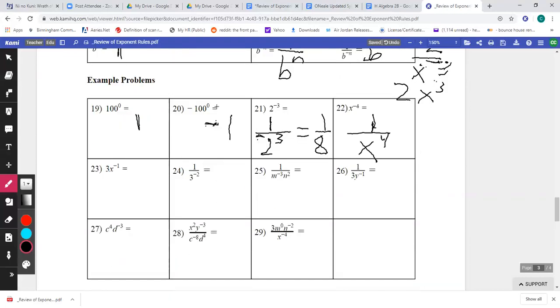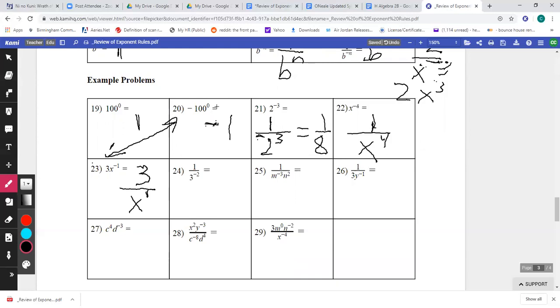Now 23 and number 20 are kind of similar, and I want to show you why. You know how I said the negative, you apply it later? This negative 1 only applies to the x. Do not flip the 3. The 3 does not have a negative exponent. So this will just become 3 over x to the positive 1 power. The 3 is a positive exponent, so it does not flip. The negative 1 only applies to the x, so that flips.